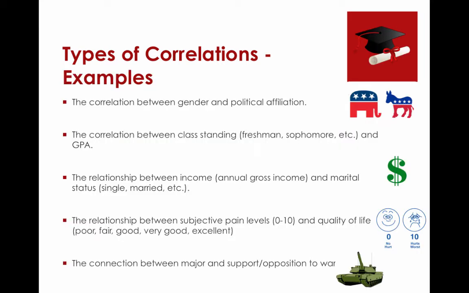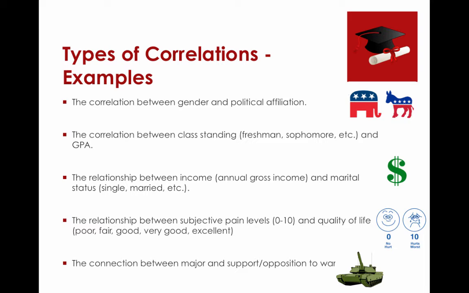So here are some examples. Let's look at the first one: the correlation between gender and political affiliation. So we have two different variables, gender and political affiliation. Think about these. What level of measurement are these?